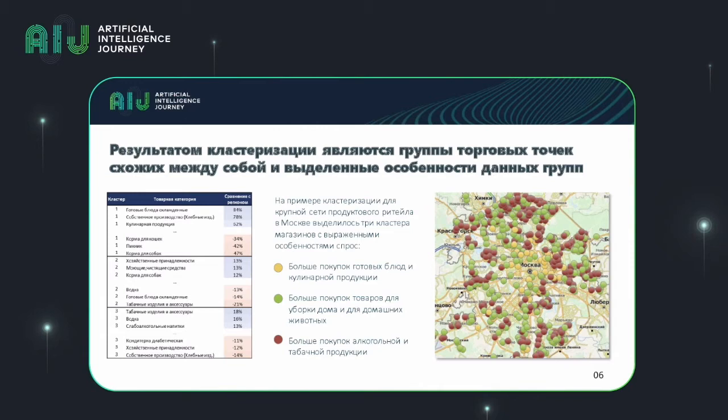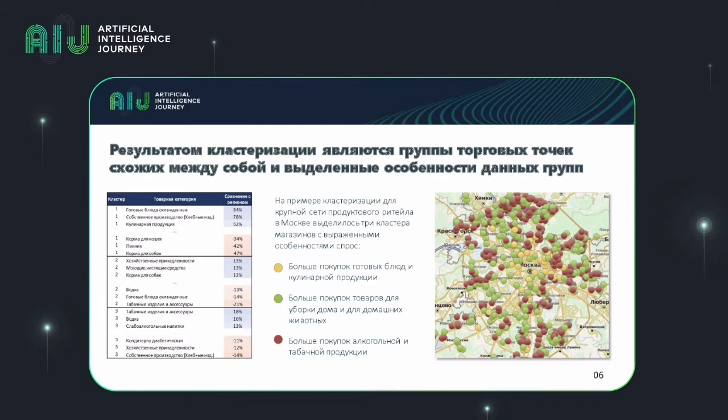Then we identified 2 more very interesting clusters, which are very different in their demand properties. In the green cluster, buyers tend to purchase household goods and pet food more often, whereas in the red cluster there are more purchases of alcohol and tobacco products. Of course, there is a lot of seasonality to that.